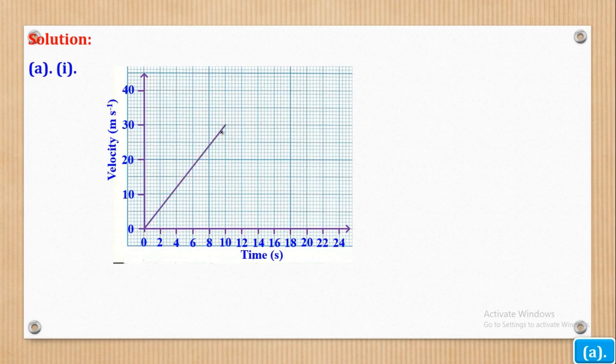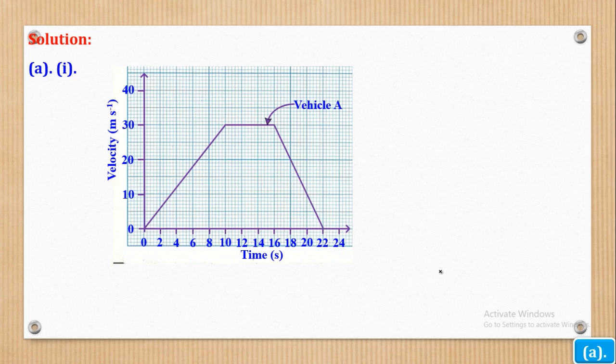Then from there it maintained that speed for 6 seconds. So 10 plus 6 gives you 16. Therefore, it maintains the speed up to this time. So we are going to draw a straight line from here up to there. So let's do that. Then from there it decelerated to rest after 6 seconds. So 16 plus 6 will come up with this 22. So we are going to draw a line from here up to there. And that will be the motion of vehicle A.